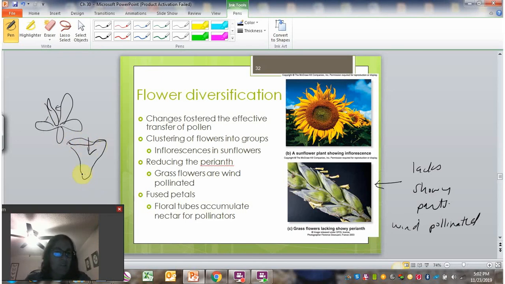And that can be beneficial because a tube is going to accumulate a large amount of nectar at the bottom of it. And so this can attract nectar, especially larger organisms that have a desire for nectar.